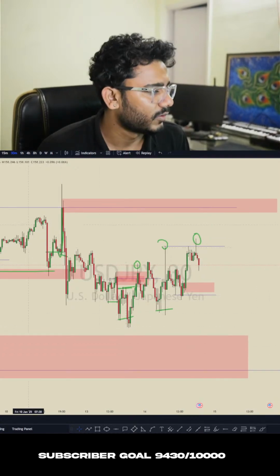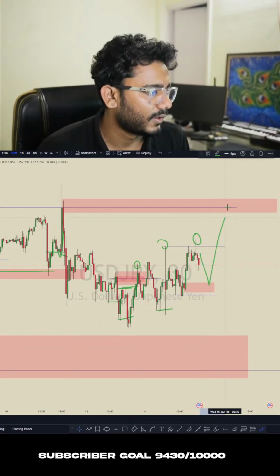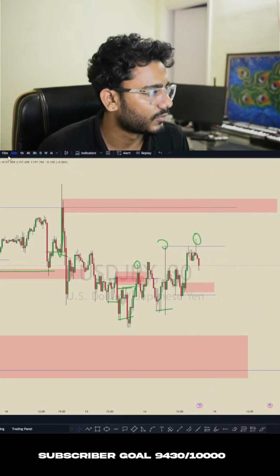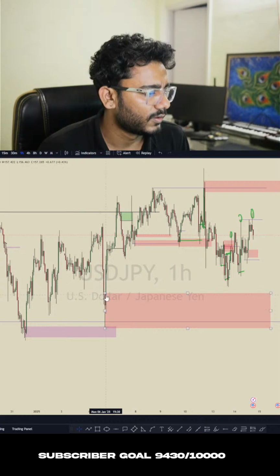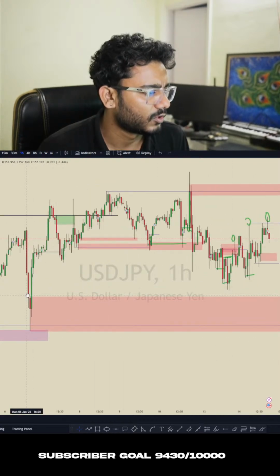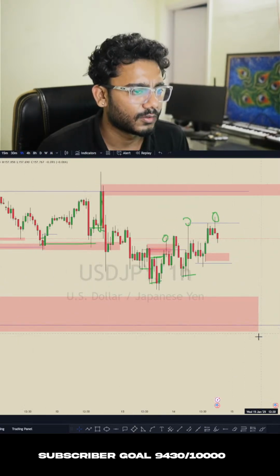Okay, so what price can do is tap this area and then continue the upside, or it can go to the upside and then continue the downside. Also this area, this sort of block. So 1, 2, 3, this area I'm looking for.